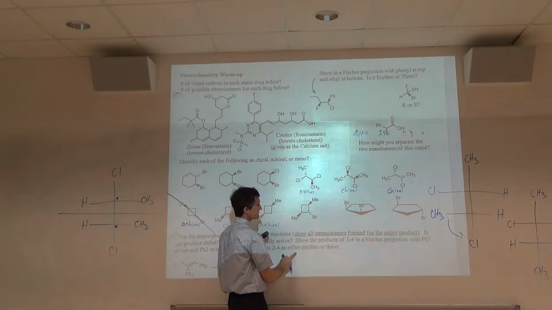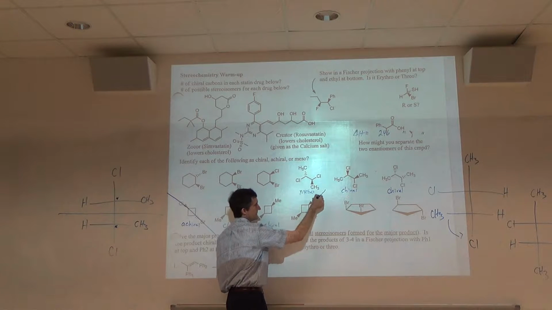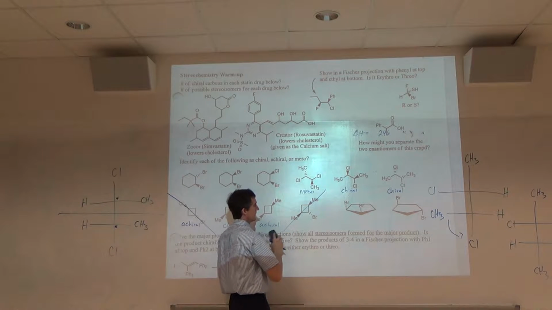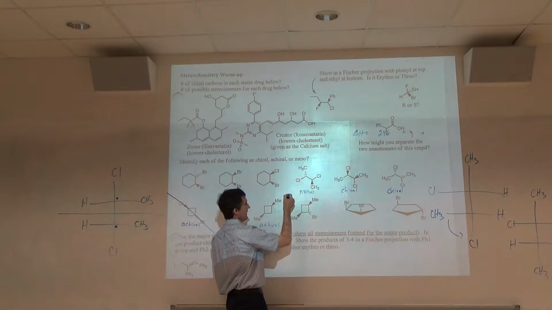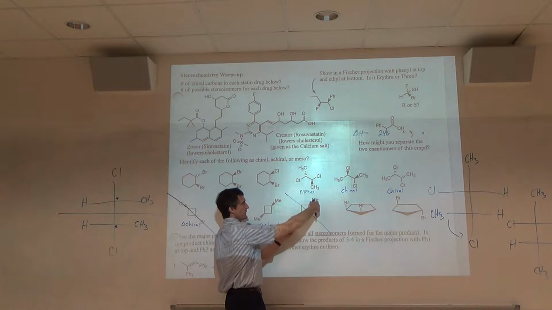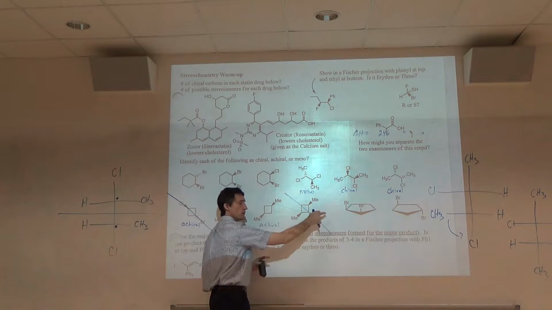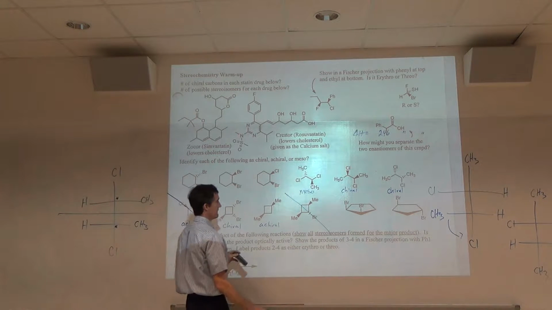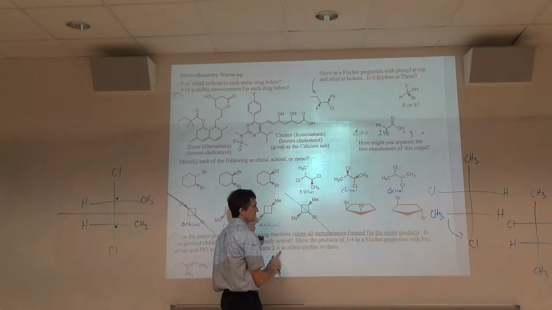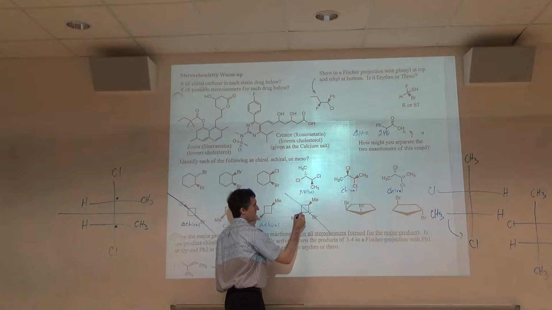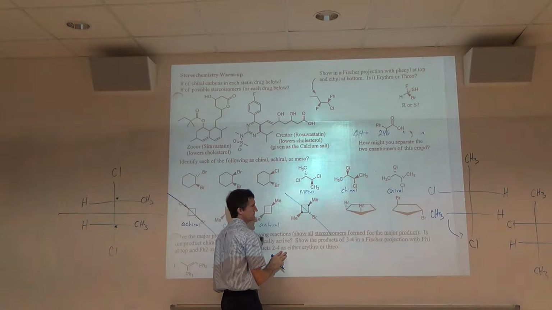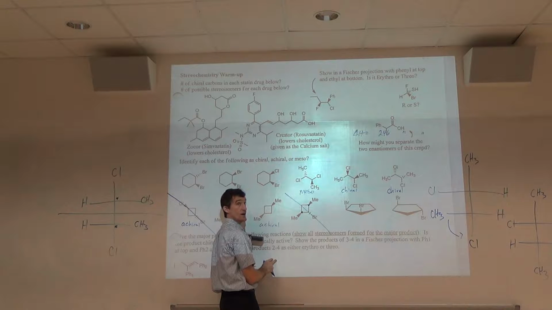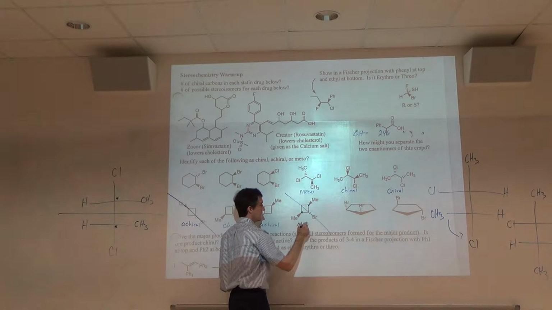How about this guy? Is that a plane of symmetry? No. Br going back, there's nothing mirroring it. But this way is methyl coming forward, mirroring methyl coming forward, half a bromine going back, mirroring half a bromine going back. Do we see any chiral carbons? Yeah, these two are chiral. So even though it has chiral carbons, it's not chiral as a whole. So what do we call it? Meso.